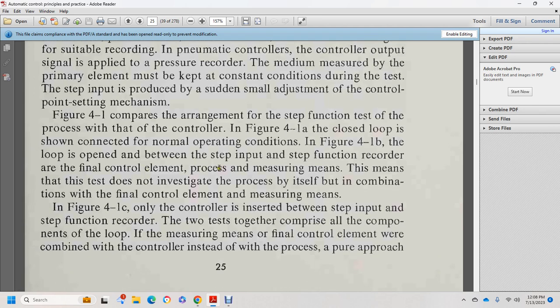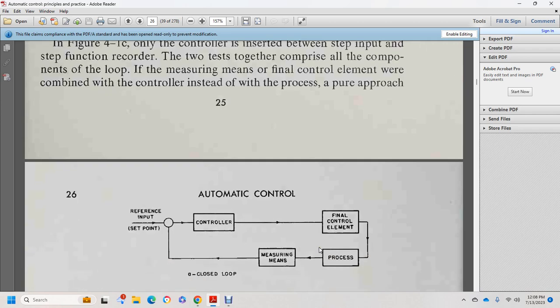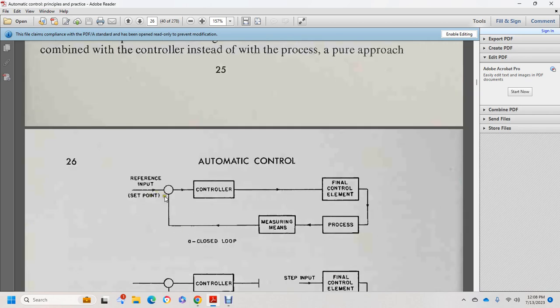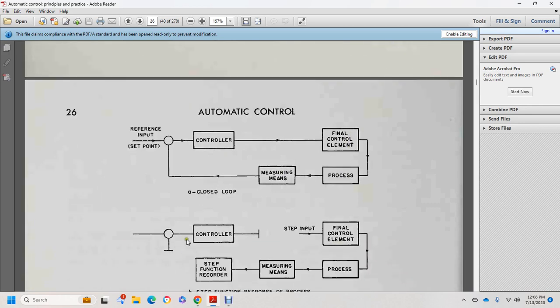In figure 4.1c the element of the control is inserted between the step input and the step function record. The two tests together compromise over the components of the loop. If the measuring means of the final control element is combined with the controller instead of the process, it shows the reference of the input, the set point going into the controller, to the final control element, to the process, to the measuring means, and that's in a closed loop. So you go with controller, final control element, process, measuring means.